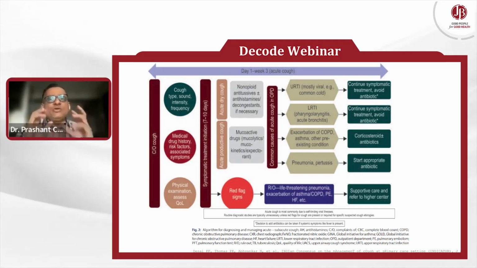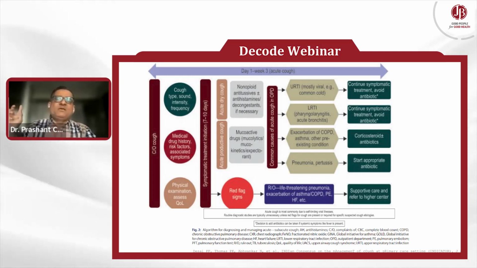So when it comes to an acute cough, again, you have to see what is the intensity of the cough and the frequency of the cough. You have to take the medical and the drug history. You have to see if associated symptoms are there, and an examination has to be done. If there's a red flag sign, such as pneumonia, COPD, asthma exacerbation, pulmonary embolism, it goes on to a different level.